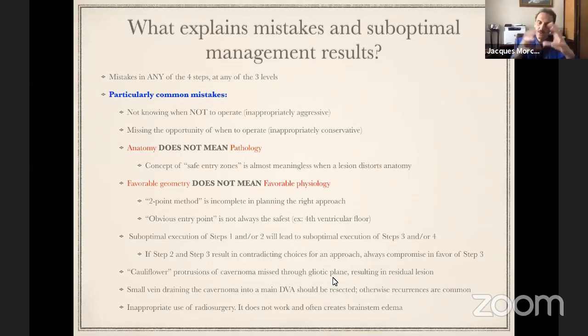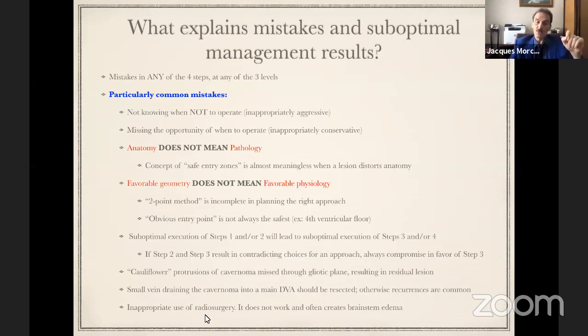So it's so important when you finish removing the cavernoma to go and really fish and make sure you haven't missed any piece. As I go back to this very important concept, the small vein that goes into the DVA, you have to resect it. Otherwise, you probably will have a recurrence of the cavernoma. Do not resect a large DVA.